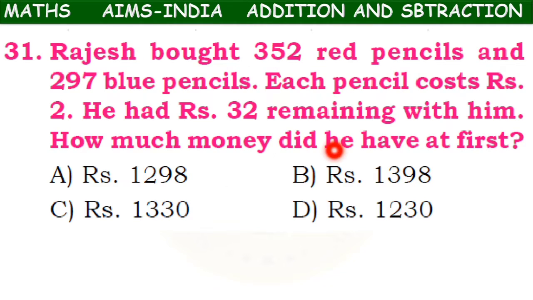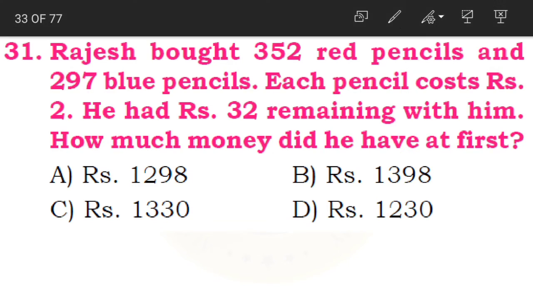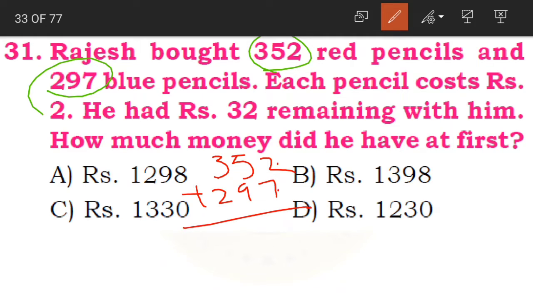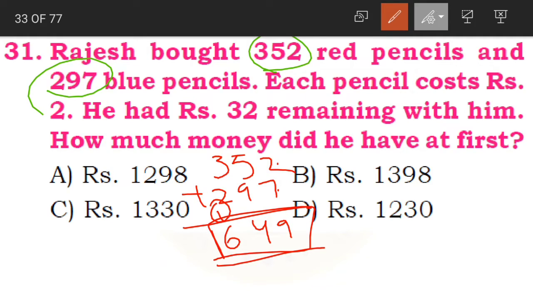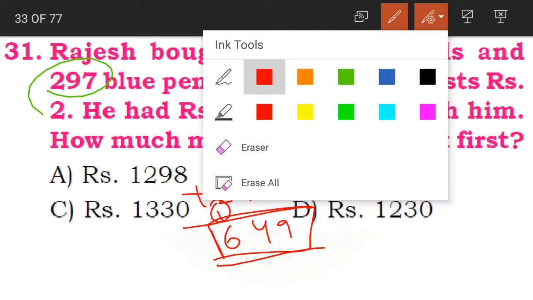Moving on to question number 31. Rajesh bought 352 red pencils and 297 blue pencils. Each pencil cost rupees 2. He had 32 rupees remaining with him. How much money did he have at first? Now first let us find the total number of pencils. 352 plus 297. 7 plus 2, 9. 9 plus 5, 14. And here 6. 649 pencils. Rajesh bought 649 pencils.